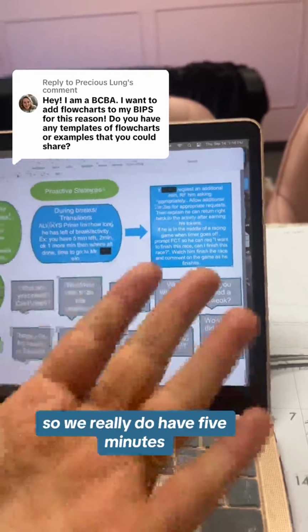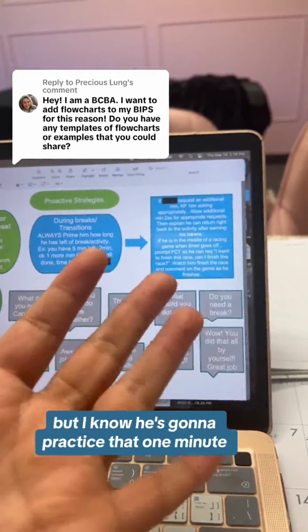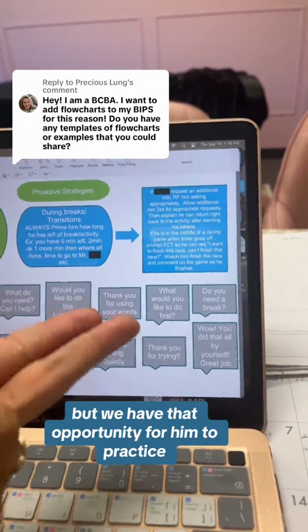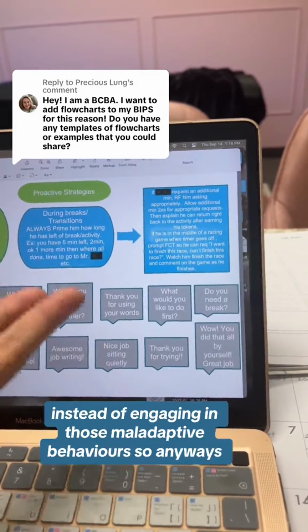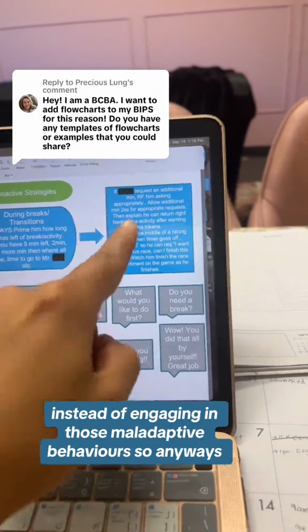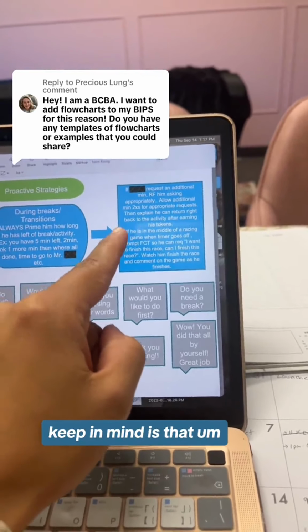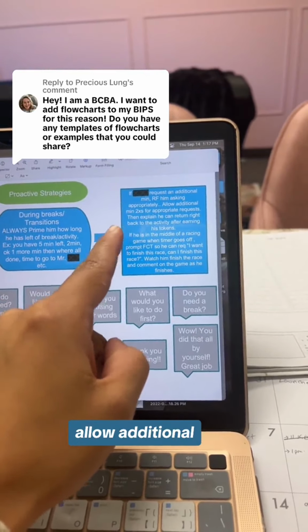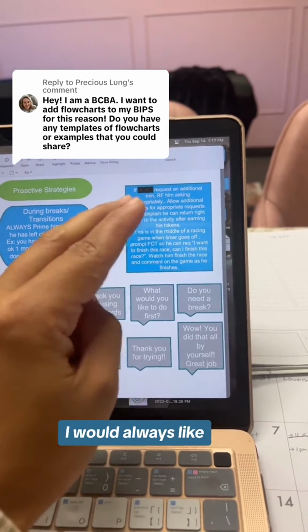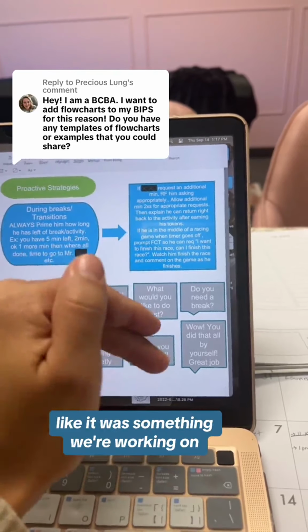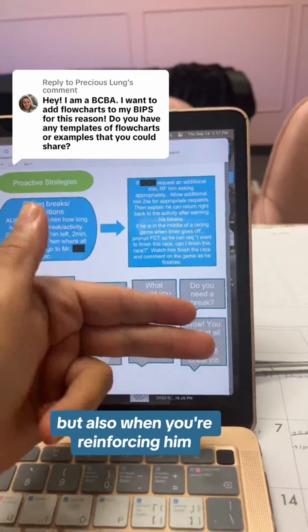So we really do have 5 minutes, but I know he's going to practice asking for that 1 minute. We're still going to take up the whole 5 minutes, but we have that opportunity for him to practice requesting appropriately instead of engaging in those maladaptive behaviors. Another thing to keep in mind is to allow an additional minute 2 times. I would always give him 2 times to ask for another minute because I know it's something we're working on.